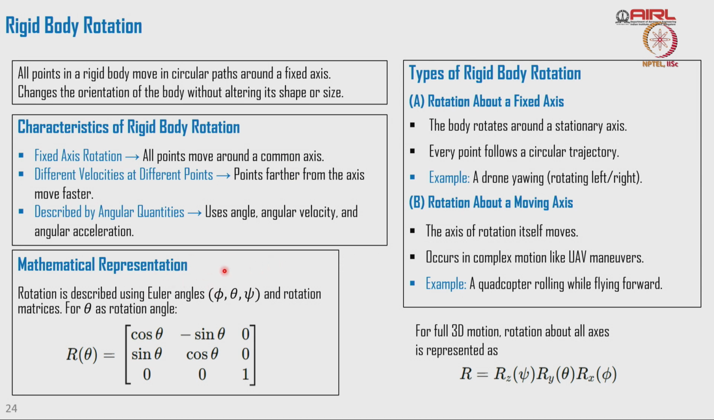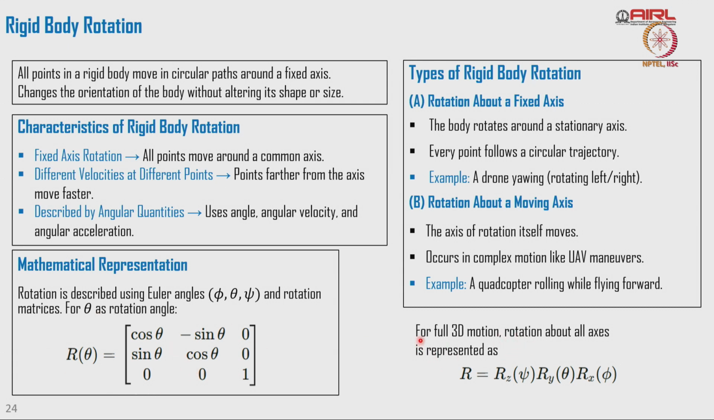Mathematically, if I want to represent rotation, it is characterized by Euler angles phi, theta, psi, and the rotation matrix R theta, where theta is the rotation angle. I am just giving an example here: rotation about the z axis. This is the matrix R theta, right.